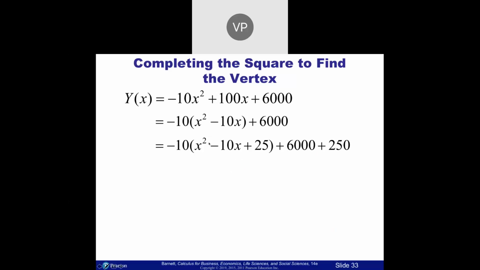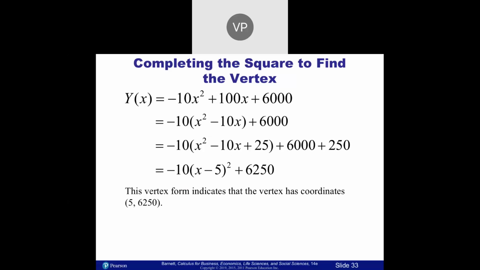You keep a balance. Then you factor this, and remember, because you completed the square, it's always a perfect square trinomial. It's always going to be a factor of this case, x minus 5, something that's the same. Then we add the other two numbers, and now we know the vertex is going to be at 5 and 6,250. There it is. So what that tells us is x was the number of extra trees.